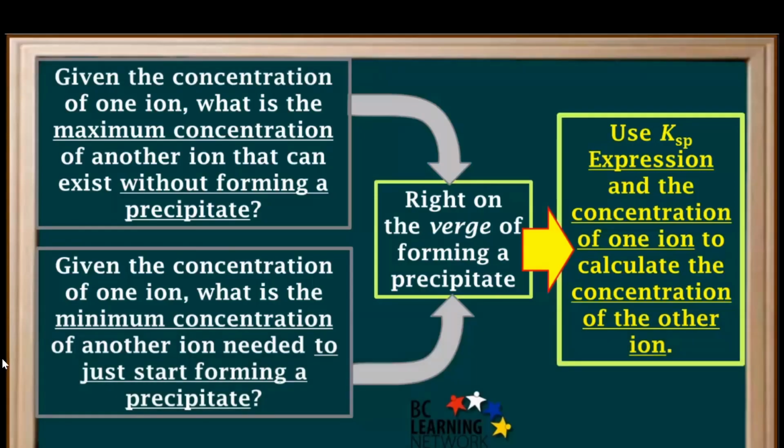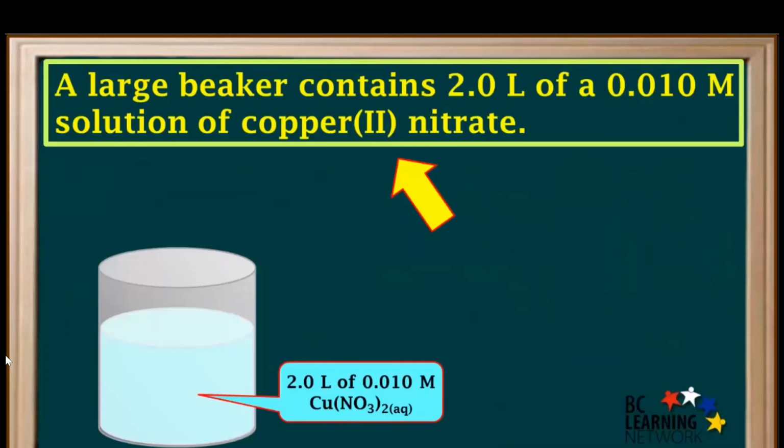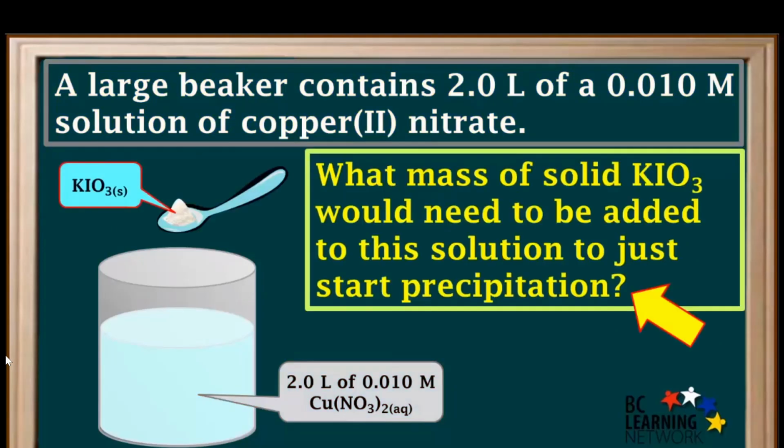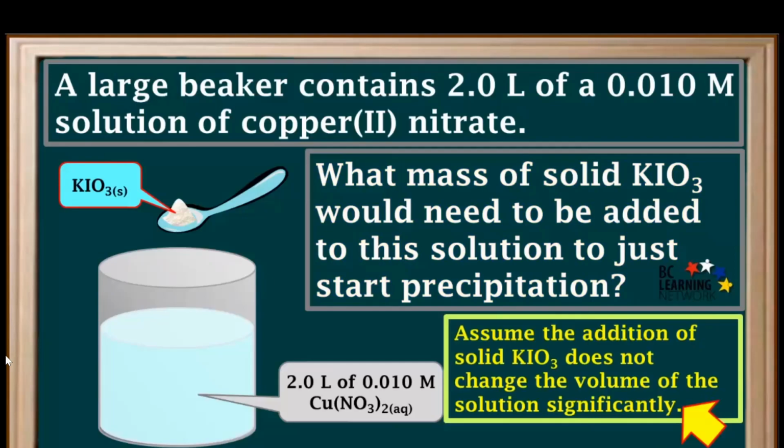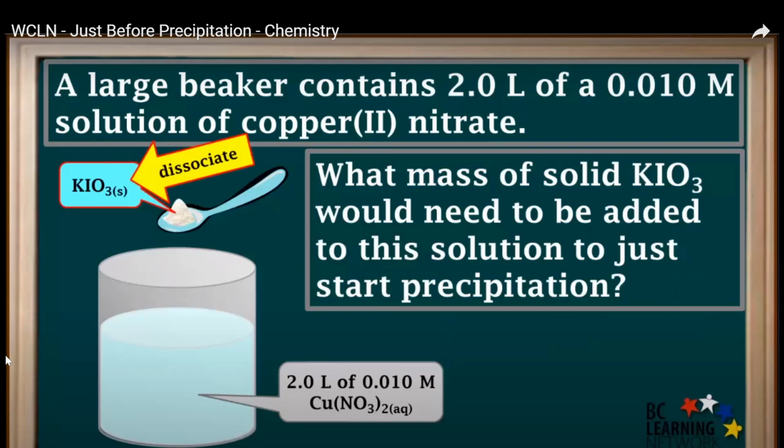Let's do an example problem. We are given that we have 2 liters of 0.01 molar copper nitrate solution in a beaker. We're asked the mass of solid KIO3 that would need to be added to this solution to just start precipitation. We assume that the addition of a small amount of solid KIO3 will not affect the total volume of the solution in any significant way. So we are adding some KIO3 as a solid, so we're not changing the volume, at least not significantly.